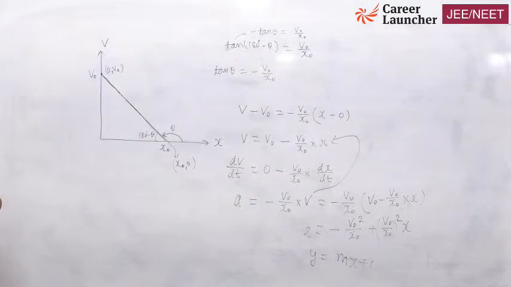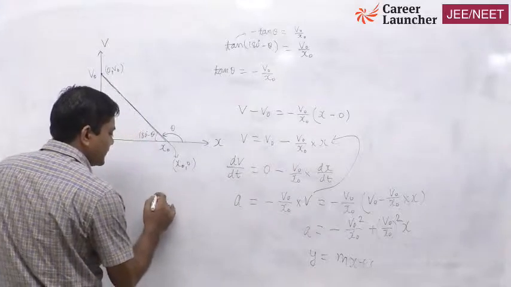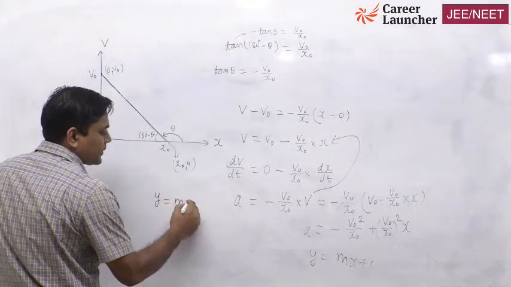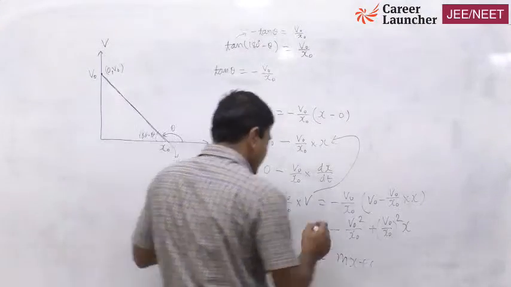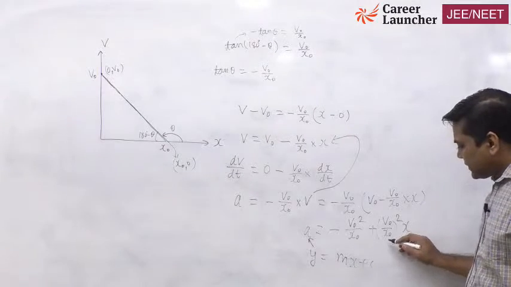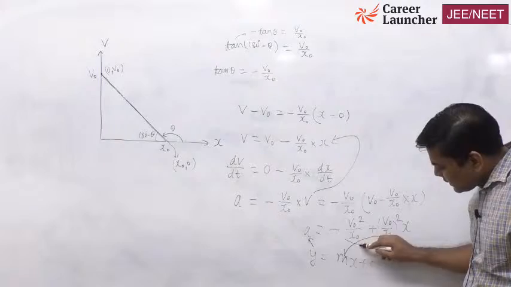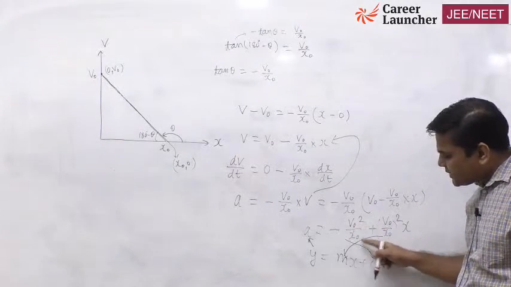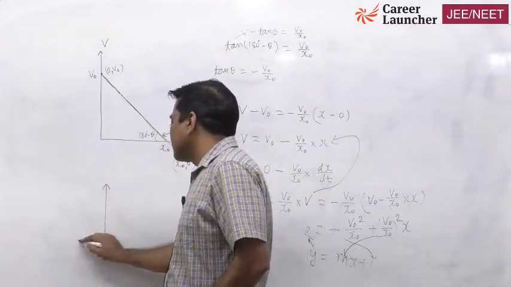Y equal to mx plus c, here you can compare like this. This is on the y-axis, this is the slope, and this is the y-intercept. So here the y-intercept is negative. So if you are going to draw this diagram, it will look like this.